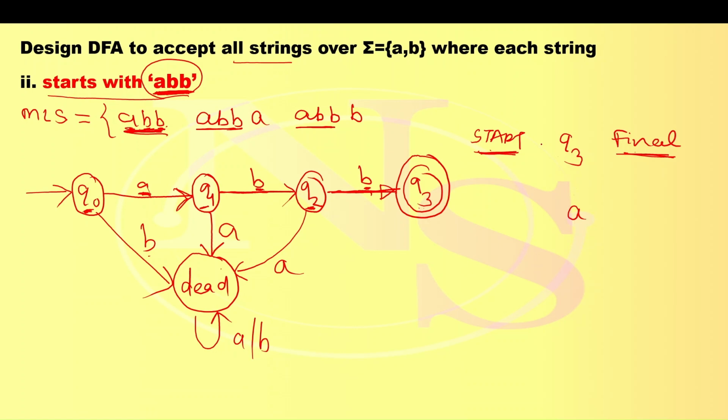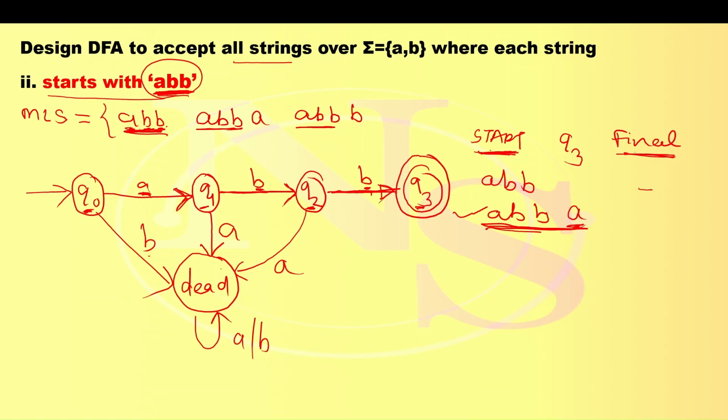Ask yourself how to reach Q3 from the starting state. Starting is Q0. How to reach Q3? By reading A, B, B. So write it here, A, B, B. How to reach final from Q3? Q3 itself is a final, so there is no need to write anything here. I am trying to find a transition for which symbol? Symbol is A. How to reach Q3? By reading ABB. Ask yourself, is this a valid string starting with ABB? Yes, satisfying the condition, so this is a valid string.